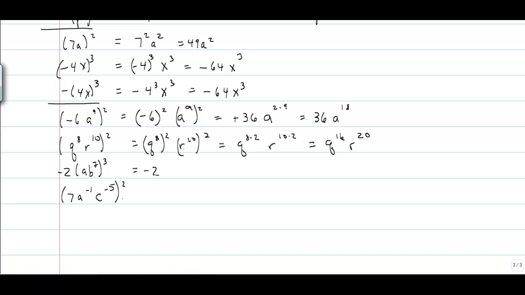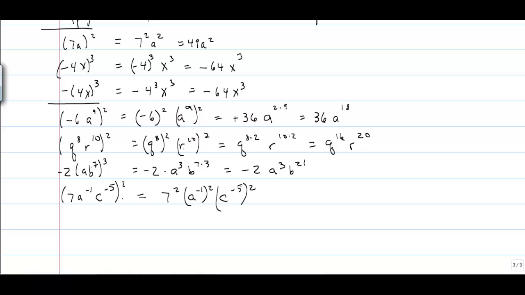That negative 2 is just going to sit outside. We have a to the 3rd, b to the 7 times 3, or negative 2, a cubed, b to the 21st power. And our last one, 7 squared, a to the negative 1 squared, and c to the negative 5th squared.